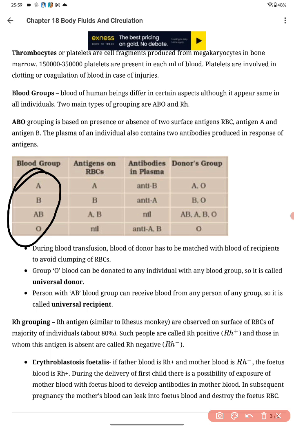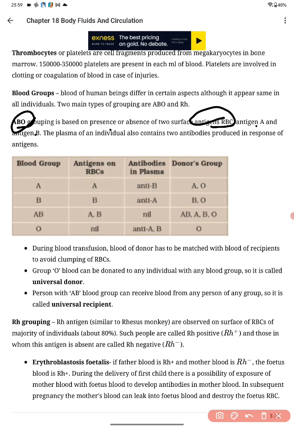This system is called the ABO blood group system. It was given by some scientist, but it's not required for you to remember the name of the scientist. The ABO blood grouping system is based on the presence or absence of antigen on the surface of the RBC. Antigen A and antigen B, two types.